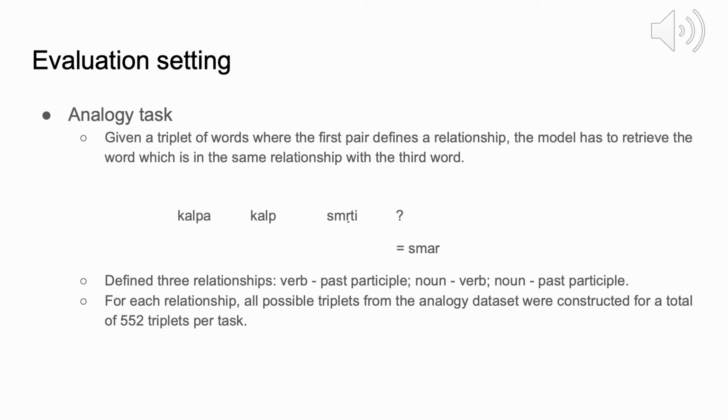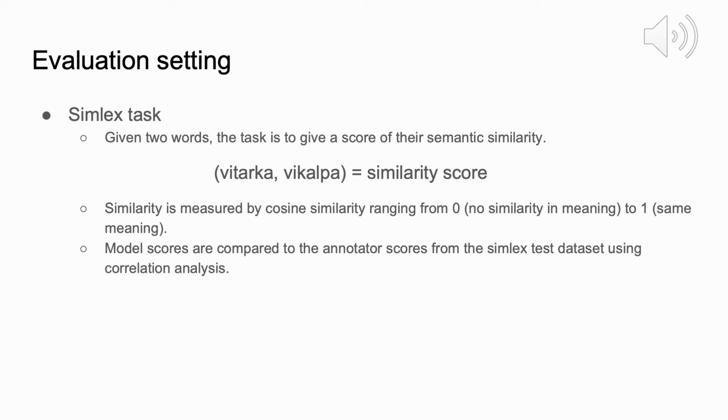In case you wonder, we lemmatize verbs to the present stem of the third person singular. We tested three relationships: verb to past participle, verb to noun, and noun to past participle. For each relationship, all possible triplets from the analogy datasets were constructed, for a total of 552 triplets per task. For semantic similarity, given two words, the task is to give them a similarity score. Similarity is measured as cosine similarity, thus ranging from 0 to 1. The model's scores are then compared to the annotator scores using correlation analysis.